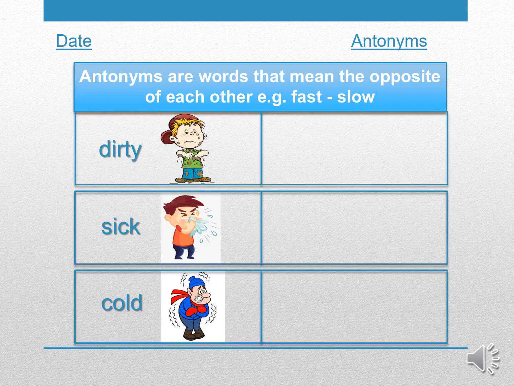Write down the words on the left: dirty, sick, and cold. You will also be drawing pictures of these words in not more than 3 or 4 lines. Write down the antonyms of these words on the right. After you have written the antonyms for these words, make sure you also draw a picture of these antonyms.